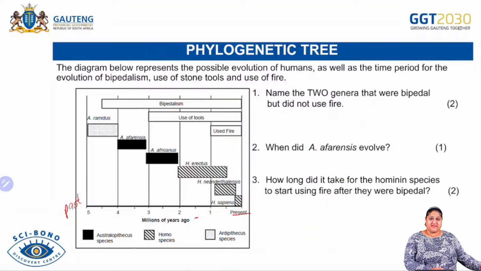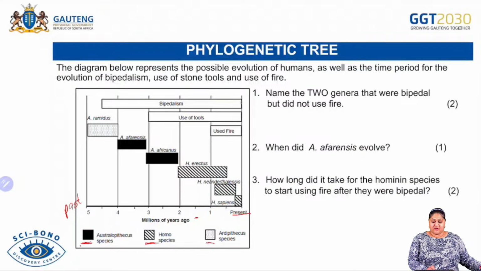So we look at the key. You can see at the bottom here, they've given us a key. The shaded blocks are showing us the Australopithecus species. The diagonal lines are showing us the Homo species. And then the polka dots, you could say, is the Ardipithecus species. Right, now we can answer the questions. And then also there's another key.